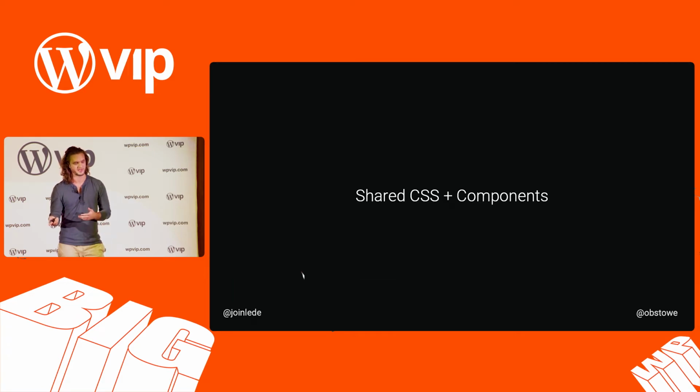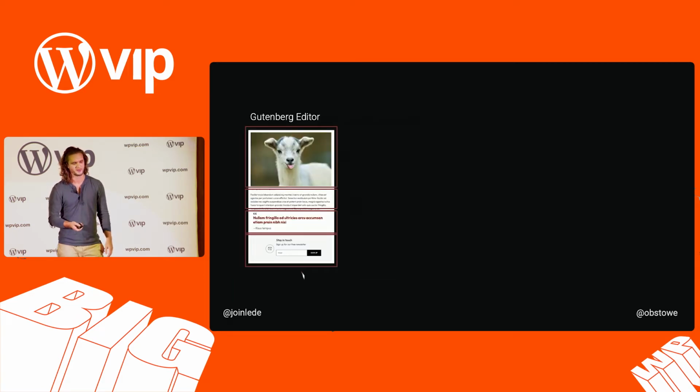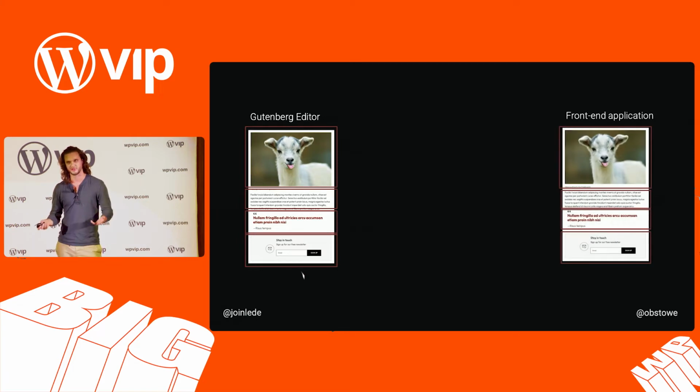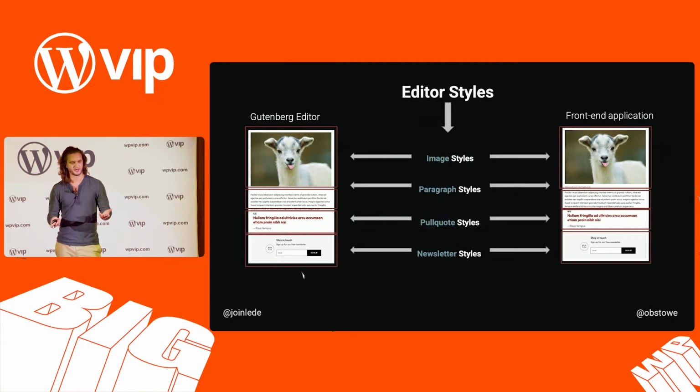Similarly, you can share CSS and even React components. So there might be similar visual presentation needs across Gutenberg and the front end. And you can accomplish this by sharing a style sheet. What this does is it creates a bit more maintainability. You can make changes in one place and have them apply in both areas.